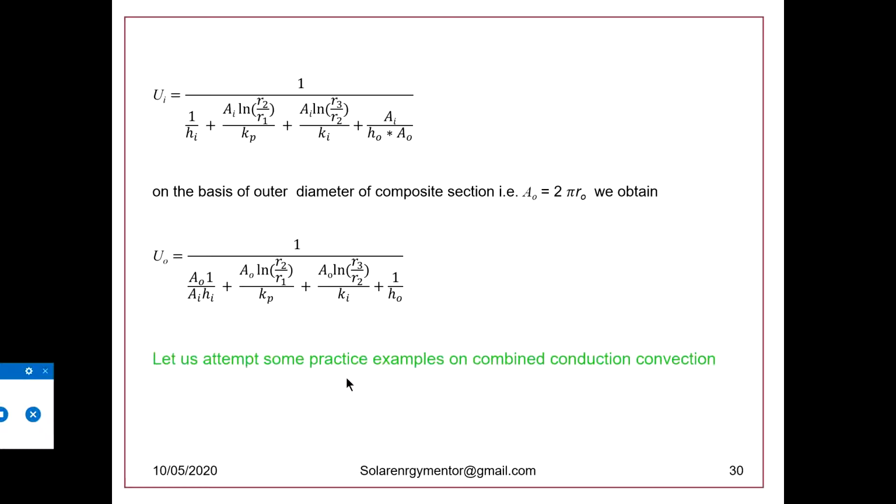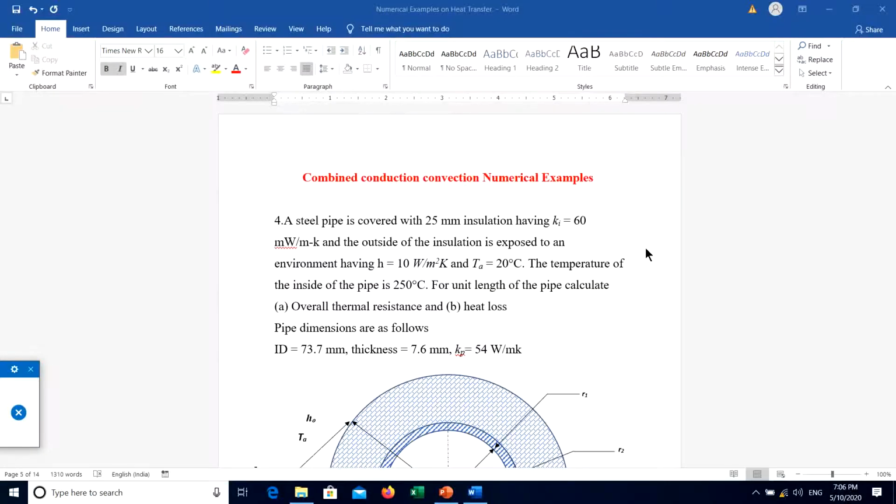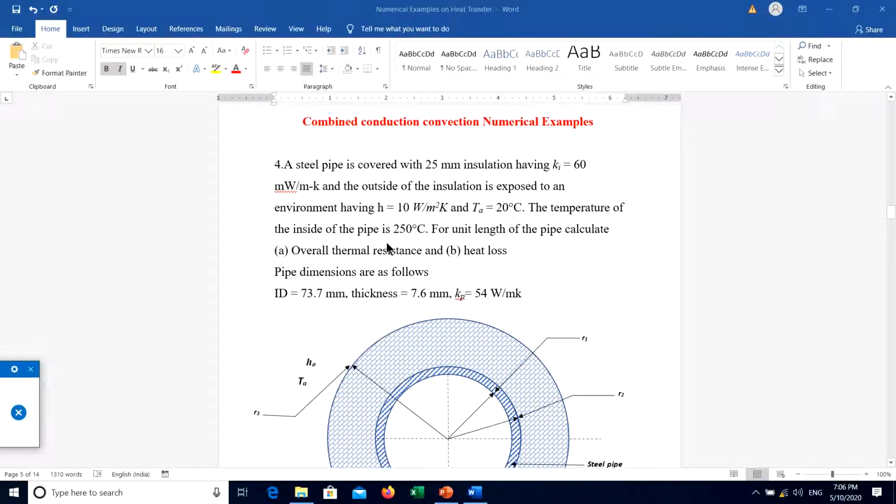So let us attempt some practice examples, and then we'll get an idea. This is the first problem, which reads: a steel pipe is covered with 25 mm insulation having Ki equal to 60, and the outside of the insulation is exposed to an environment having H equal to 10. TA is 20 degrees Celsius and the temperature of the inside of the pipe is 250 degrees Celsius. For unit length of the pipe, calculate overall thermal resistance and heat loss.